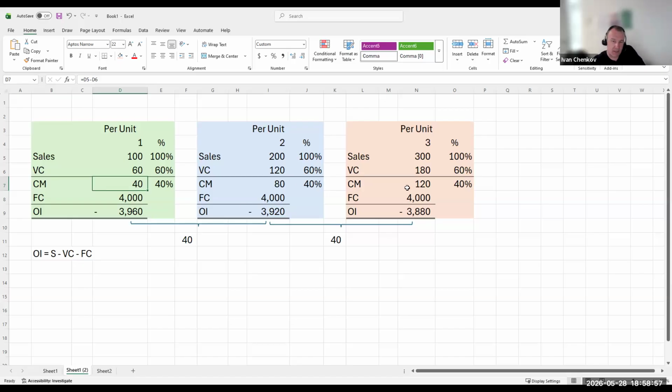Now, in a way that helps me, because I always know that every unit that I'm selling, I'm getting $40. So if I sell 100 units, I know how much I'm going to get. If I'm getting $40 for a single unit, if I sell 10 units, I'm going to get $400. If I sell 100 units, I'm going to get $4,000.